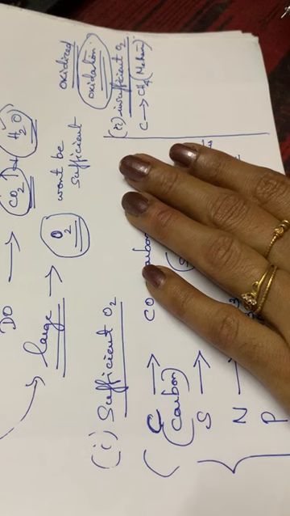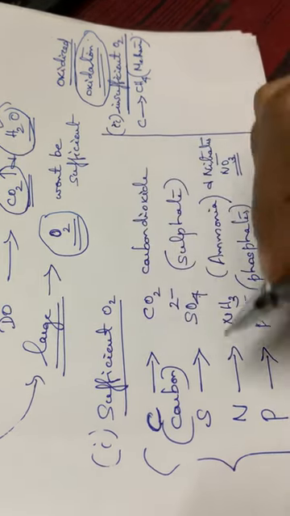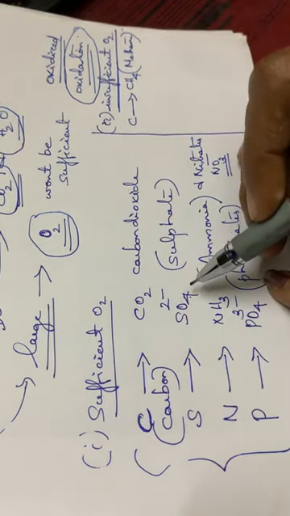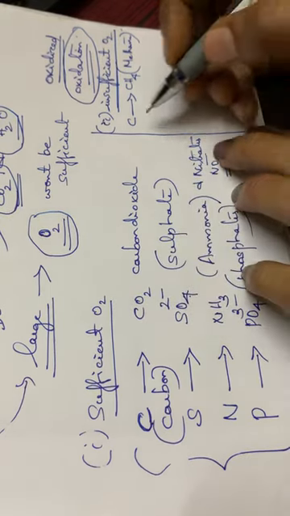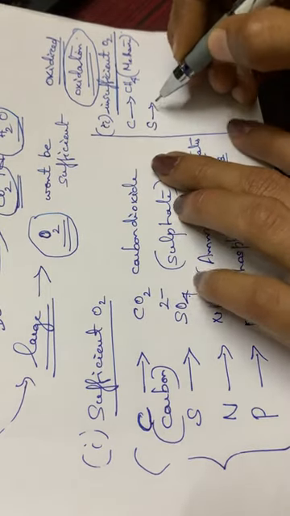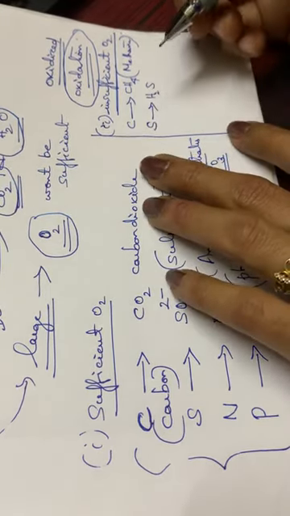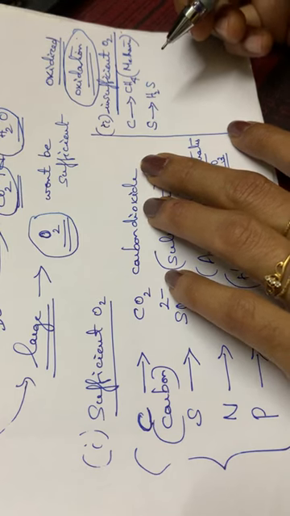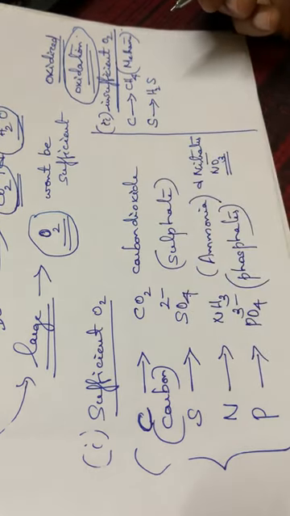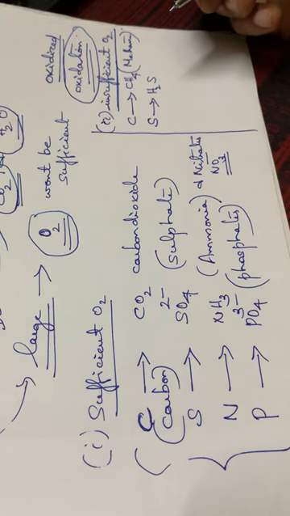Carbon will be converting to methane. Then the next one, sulfur, here it is converted to sulfate if sufficient oxygen is there. But here sulfur will be converted to hydrogen sulfide, H2S. Sometimes you all know the smell of sulfur, hydrogen sulfide, that is coming from our lab.